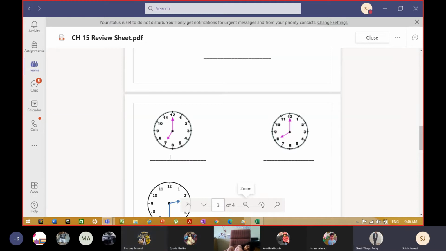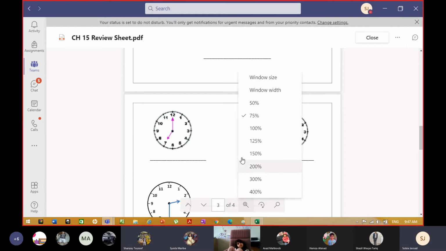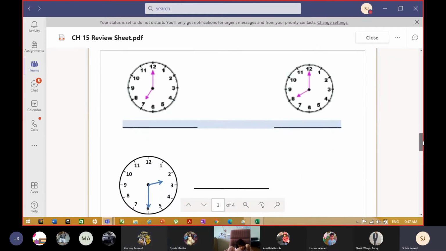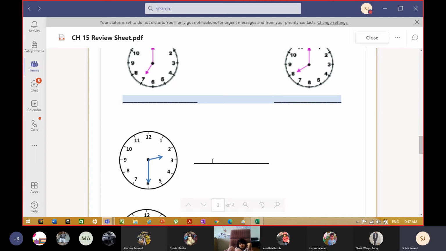All right, what is the time on this clock, Zoha? Zoha, what is the time on this clock? 7 o'clock. Wonderful. All right. What about this clock now? Now, Amina, what is the time on this? 2:30. Wonderful.